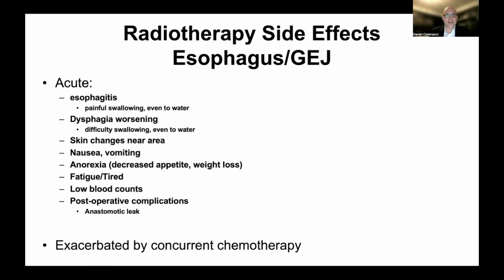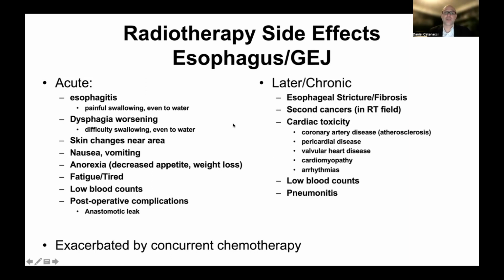Now, there are certain side effects that are specifically from the radiation, like the esophagitis and the swelling in the esophagus that goes on, the post-operative complications with the leak. But a lot of these other side effects, you'll note, overlap with side effects of chemotherapy. And so it is sometimes hard to tease out which of the two, if not both, are causing this. And more often than not, it's a contribution of both of the modalities of therapy, both the radiation and the chemotherapy.